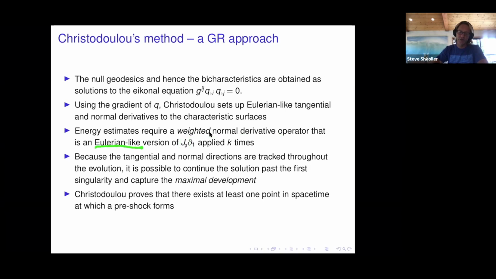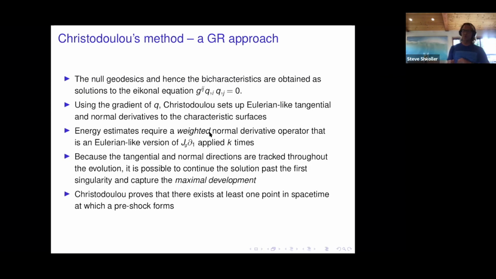So it's an Eulerian-like version of applying this object as many times as you're going to apply an energy method, K times whatever. And because the tangential normal directions are tracked throughout evolution, it is possible to continue the solution past this first singularity, and you can capture in principle the maximal development. The maximal development is you basically track each trajectory until you can't go any further. Something is blown up.